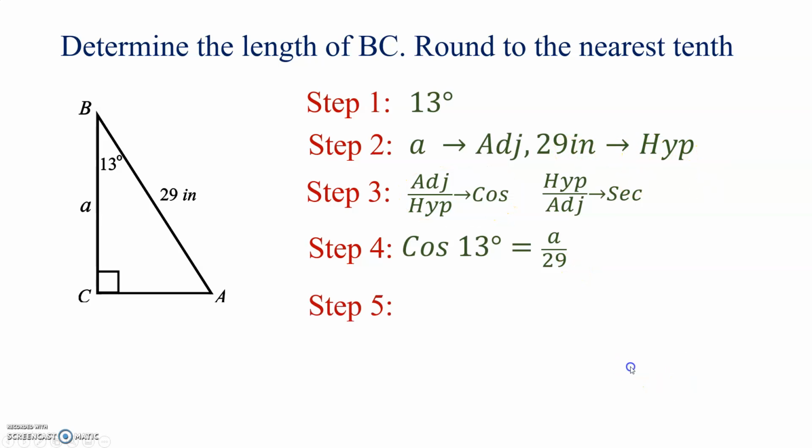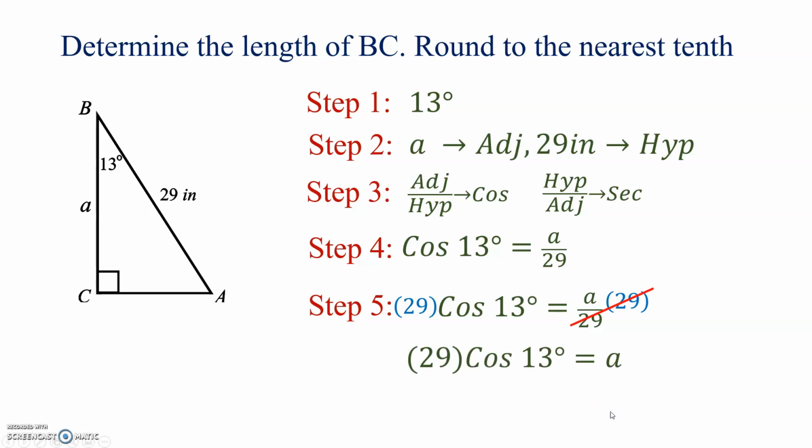And now step 5 says go ahead and solve it. So A is being divided by 29, so we'll multiply 29 on both sides. 29's cancel, left with 29 cosine 13. That's what goes into the calculator, leaving me with 28.3 inches. Because it said round to the tenth, that's why it's 0.3.